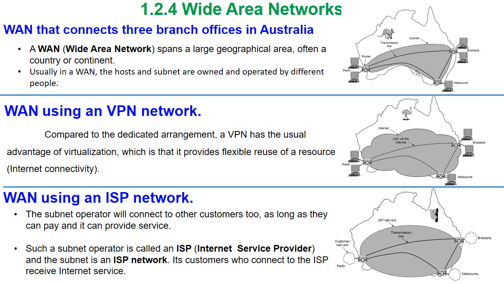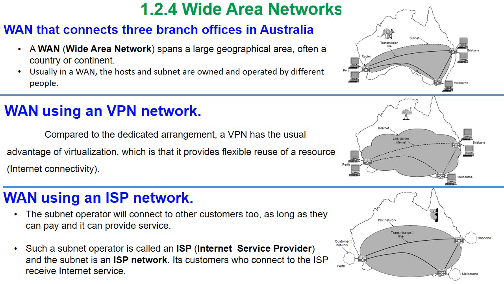The next type is the wide area network. By the name itself, we can understand it spans a large geographical area, either a country or a continent. You could see three different types of pictures in this slide. The first one is about how this WAN connects different offices in Australia. It is a continent. In that continent, there could be many countries. How is it going to get connected with the countries? That is only the first picture.